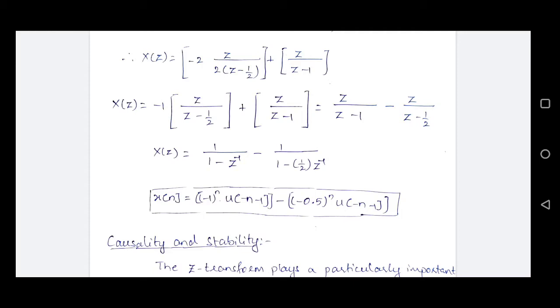Simplifying this and expressing it in the negative powers of z, X of z will equal 1 divided by 1 minus z inverse minus 1 divided by 1 minus half z inverse. So for the given region of convergence, the discrete time sequence x of n will be minus 1 to the power n u of minus n minus 1 minus 0.5 to the power n u of minus n minus 1. These are the three methods using which we can obtain the inverse Z transform.